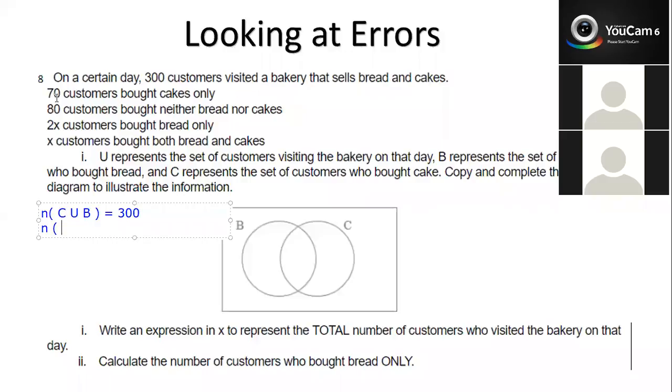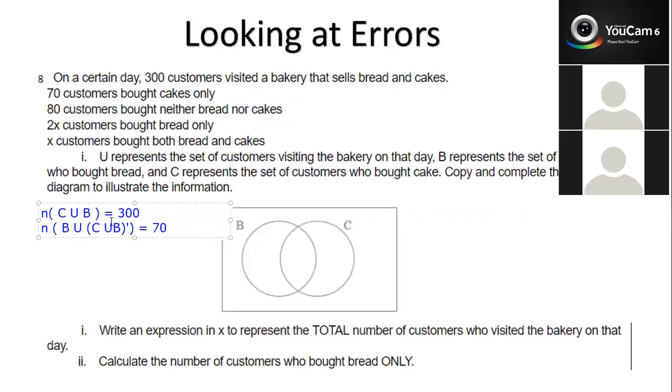Now, if it is saying 70 cakes only, it means that among those 70 none bought bread. So if they did not buy bread, it makes them a complement of the set of customers who bought bread. Make sense? Who bought bread. And you could put that union with bread, none at all. So we could put it this way, in a bracket here, C union B complement. Put it that way, right? Good. And therefore the answer will be 70.